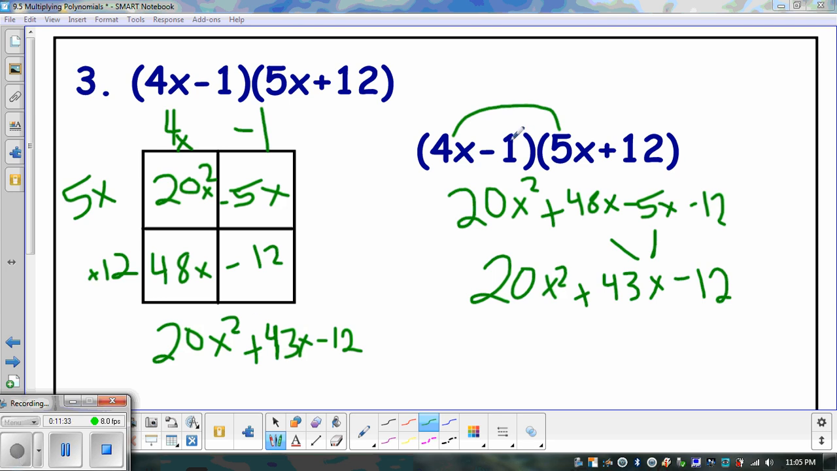Over here on the distribution method, I did do 4x times 5x, which was 20x squared. And then I did 4x times 12, which is the 48x. And then I took the negative 1 and distributed it. Negative 1 times 5x is negative 5x. And negative 1 times 12 is negative 12.